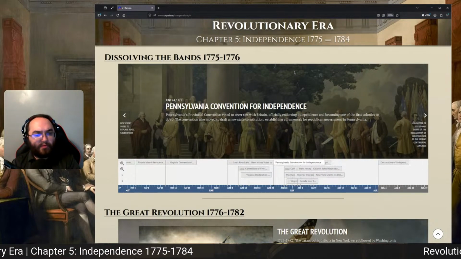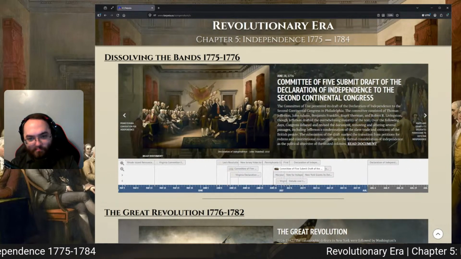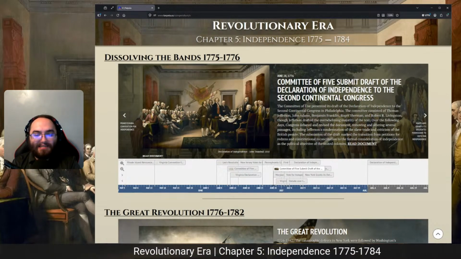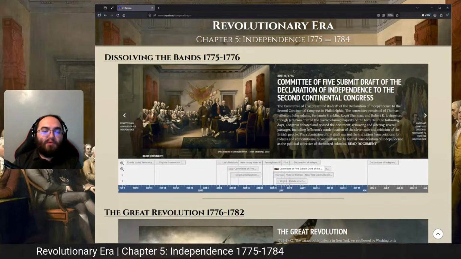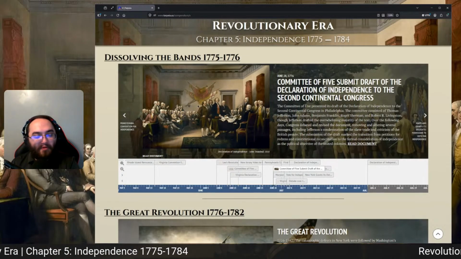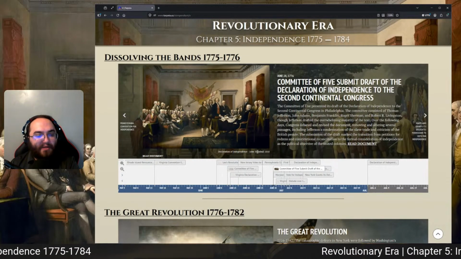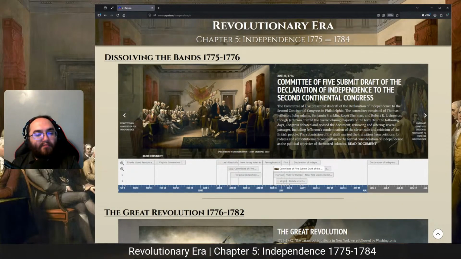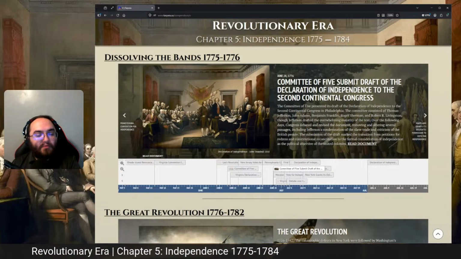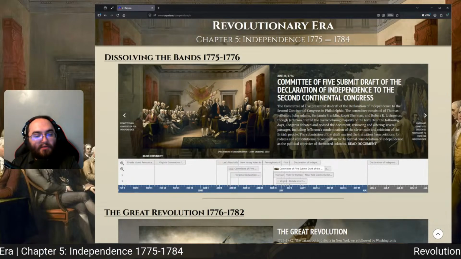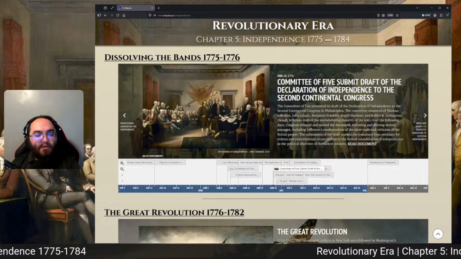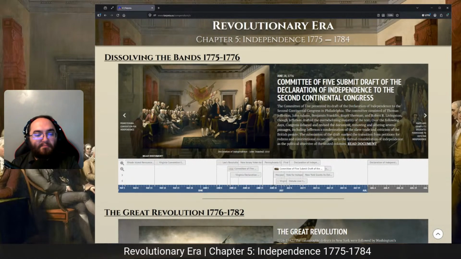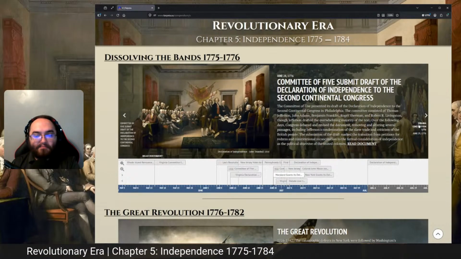Pennsylvania will hold its own convention for independence. The Committee of Five submit draft of the Declaration of Independence to the Second Continental Congress. That's what this very famous and one of my favorite paintings depicts. This is not the signing of the Declaration of Independence. This is the Committee of Five, which are these 5 men in the middle, presenting their draft of the Declaration of Independence to the Second Continental Congress. So that's what this image, this painting, is depicting.